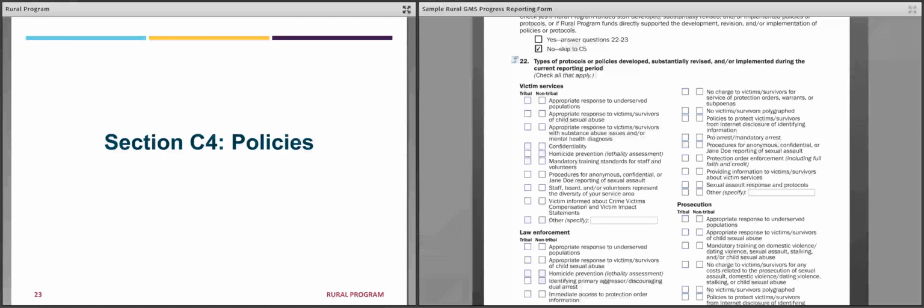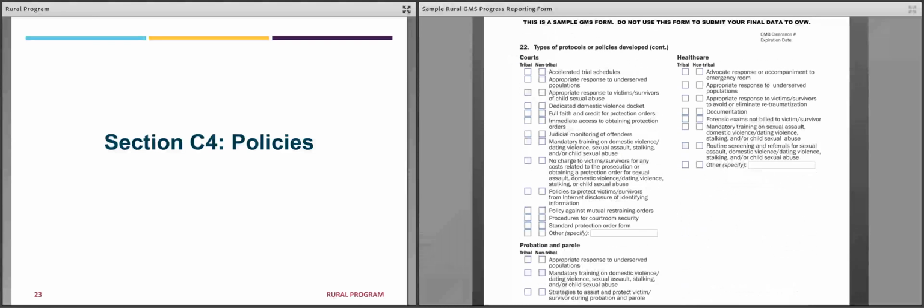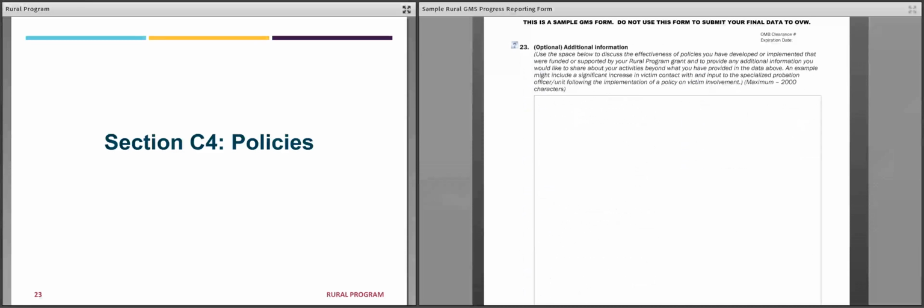By substantially revised, we mean that you spent a good amount of time revising the policy or protocol. Simply adding the name of another group under your underserved populations policy would not constitute a revision unless separate protocols around how to serve the new group were included. And then in question 23, you could provide narrative information about those policies and or protocols that were implemented during the current reporting period if you so desire.